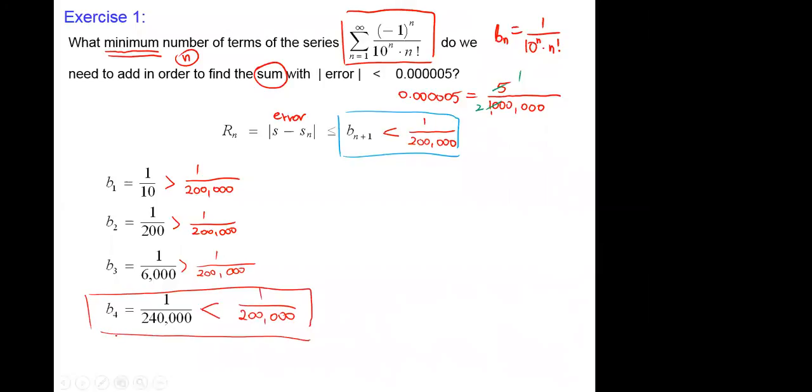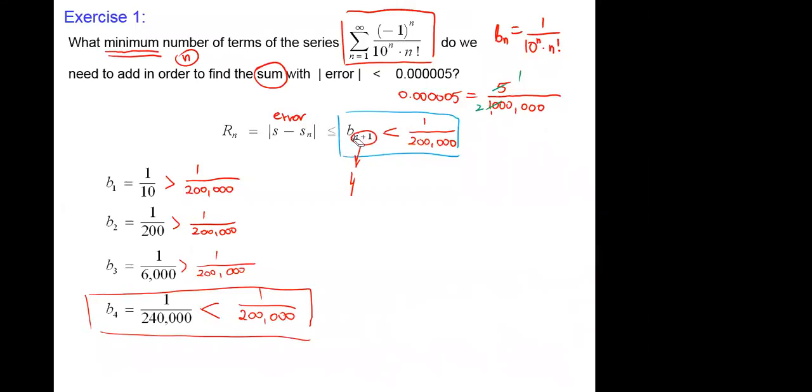Okay, that means b sub 4, now we have to be really careful to make the conclusion. B sub 4 is the term that is less than my desired error, which means this quantity is 4. That means, can you tell me what is the answer? What is the minimum number of terms that we can add together and say the difference between the whole sum and the partial sum will be less than this?